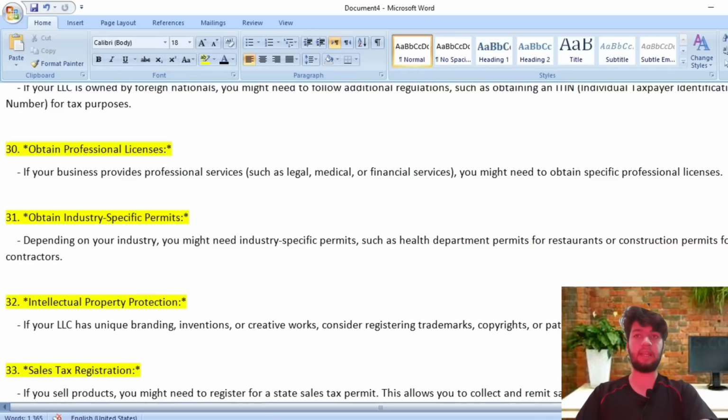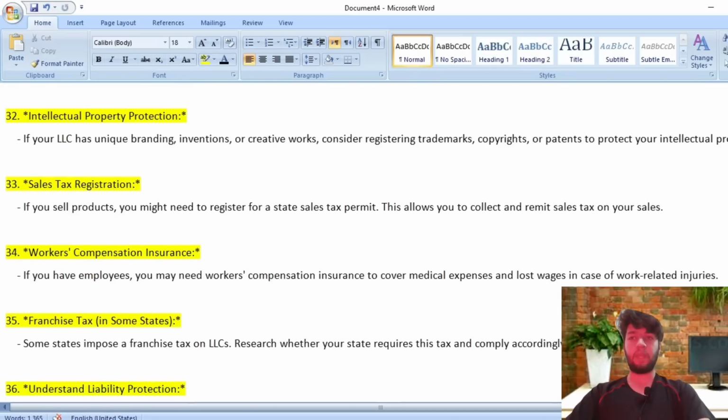Sales tax registration. If you sell products, you might need to register for a state sales tax permit. This allows you to collect and remit sales tax on your sales. Workers' compensation insurance. If you have employees, you may need workers' compensation insurance to cover medical expenses and lost wages in case of work-related injuries.